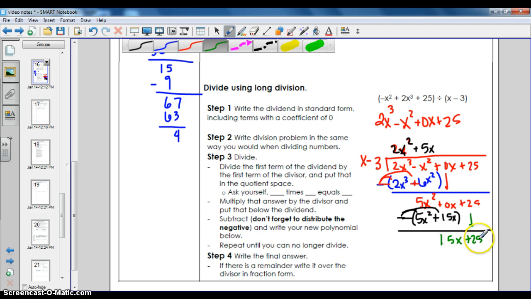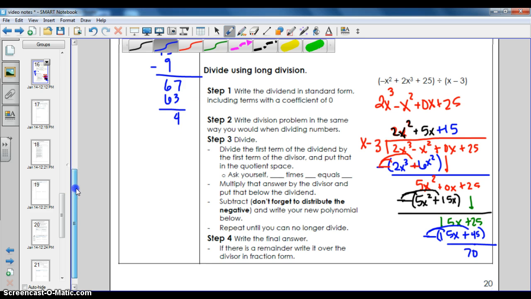So last step here is to repeat again. And we want to figure out 15x divided by x. Well, that's 15. And anything up front here multiplies. So it's 15x, and that would be minus 45. In parentheses, we're subtracting this thing. So again, distribute that negative. That's a really important step. That becomes positive. The out front is negative. Subtract the 15x, get 0. Then take 25 plus 45. That is 70. So that's our remainder.